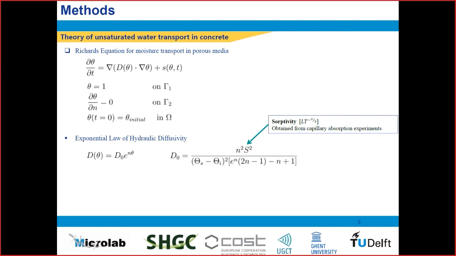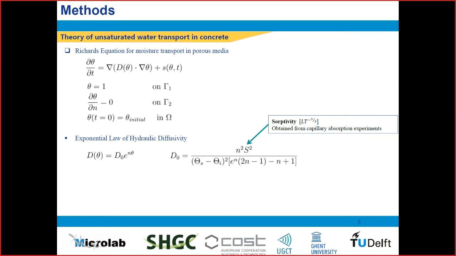So the other term that I haven't talked about yet in this equation, sorry, is the function D of theta. D, that we will call from now on hydraulic diffusivity, is a function of theta, but there is also another part missing here. It's also a function of the transport properties of the material. So how to formulate the hydraulic diffusivity? There are many ways, and the one that I will explain now is an empirical law that we will call the exponential law of hydraulic diffusivity, that basically describes the variation of D for different moisture saturation.